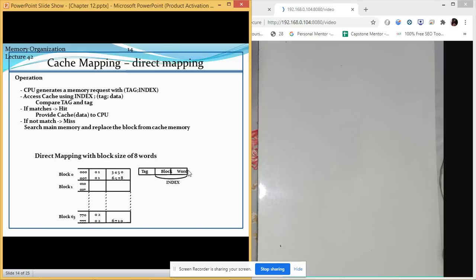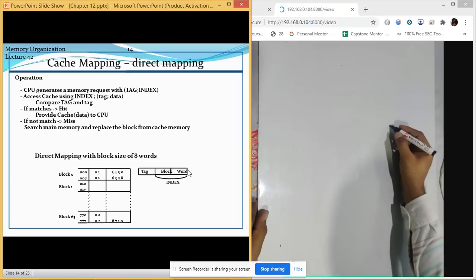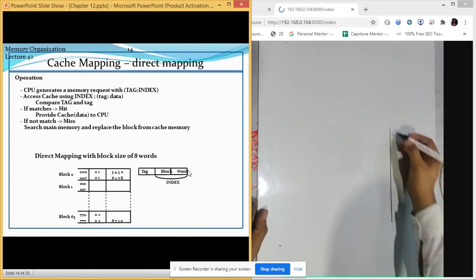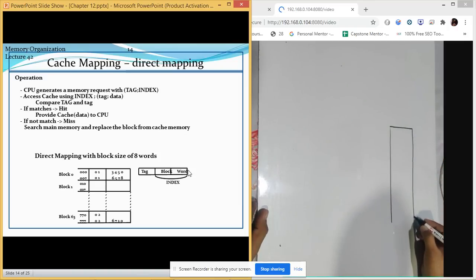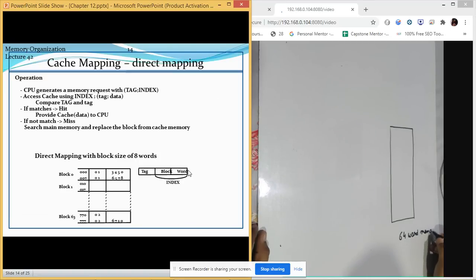Now let us discuss what a block is and how this mapping works when we have multiple words inside one block. So let us start with it. Assuming this is our memory, let us assume that this is a 64 word memory. Now, what does a 64 word memory mean? There are 64 words stored in this memory.